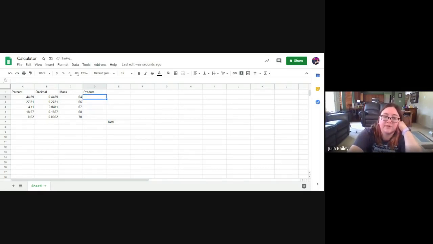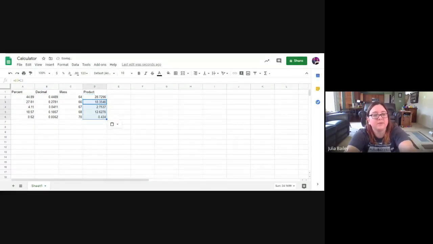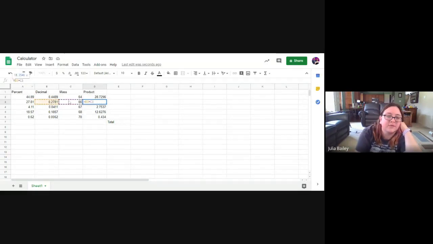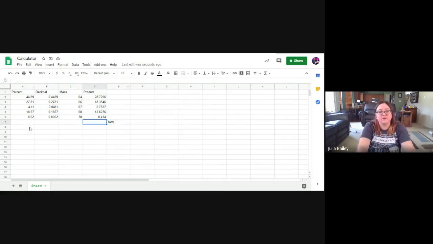If you know what you're doing in Google Sheets, you can hit that equal sign and then tell it, I want this cell times this cell. And then if you copy and paste it all the way down, again, it won't copy and paste the answer. It'll copy and paste the formula, the equation. So here, it says it's multiplying B3 times C3, these two numbers that we wanted to multiply. Here, it's multiplying B4 times C4, these two numbers we wanted to multiply. So it's doing all this work for us.